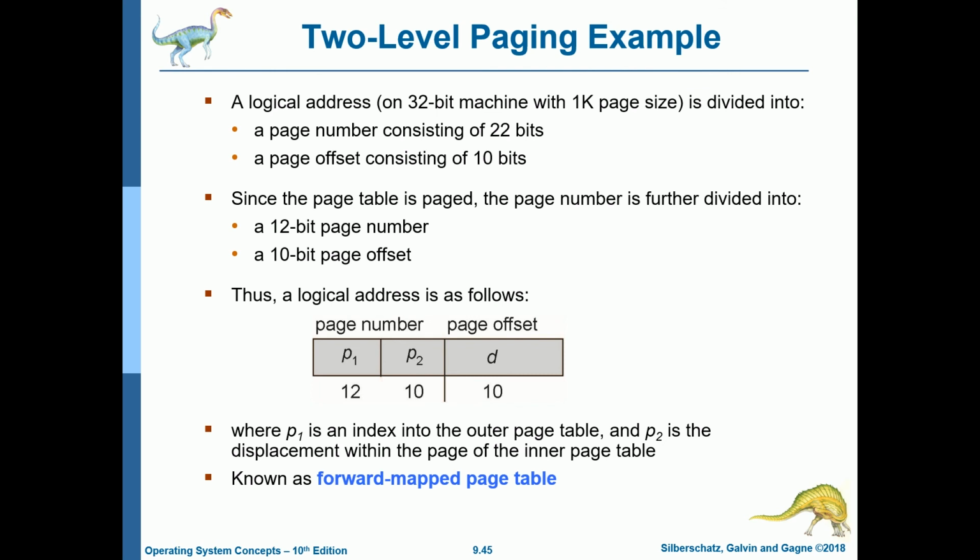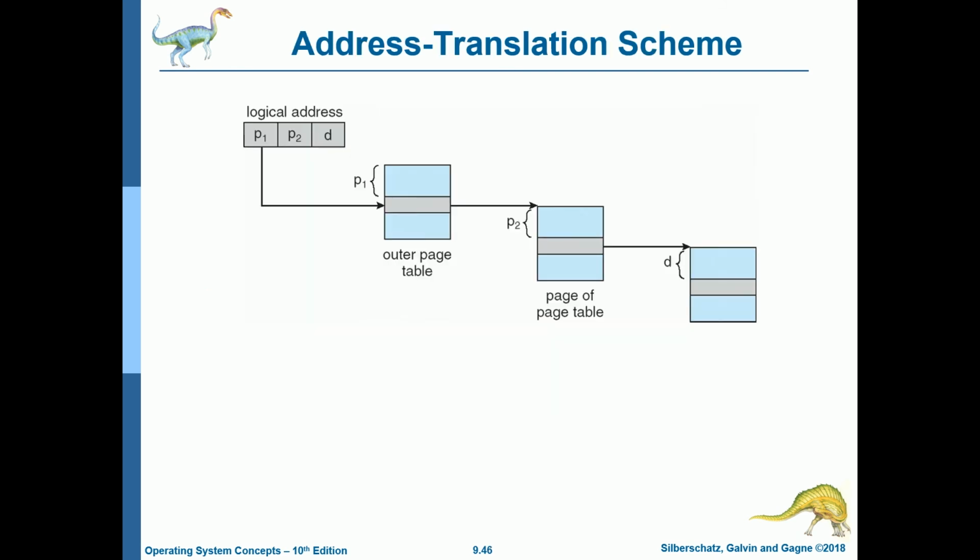We can see here that a logical address is as follows. P1 is an index into the outer page table, and P2 is the displacement within a page of an inner page table. The address translation method for this architecture can be seen here. Because this address translation works from the outer page table inward, this scheme is also known as forward-mapped page tables.